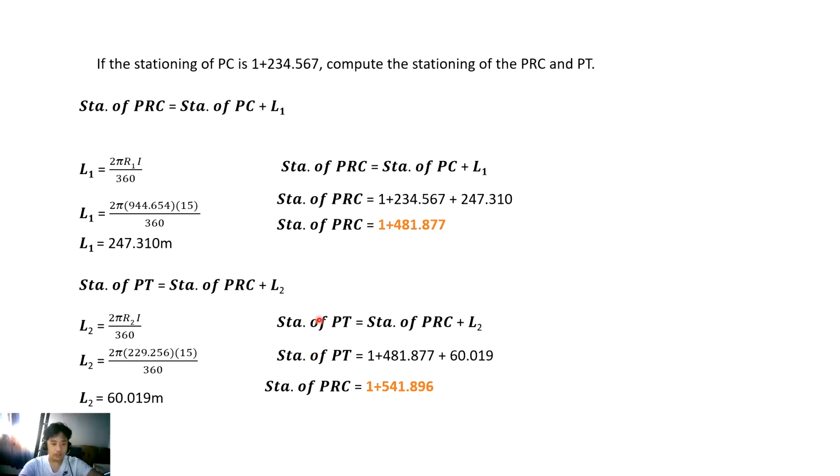So, para makuha yung station of PT, gagamitin natin yung formula ng station of PRC plus L2. Substitute na lang natin yung mga kailangan, which is yung PRC. So, ito na yun. 1 plus 481.877 plus L2 natin na 60.019 and we'll get 1 plus 541.896 para sa station of PRC.